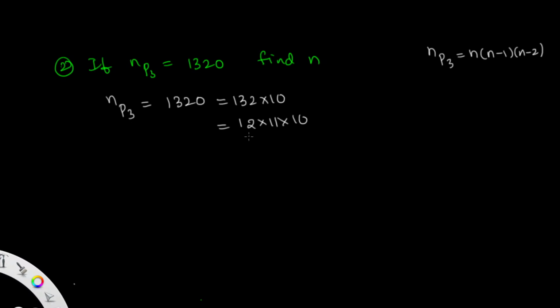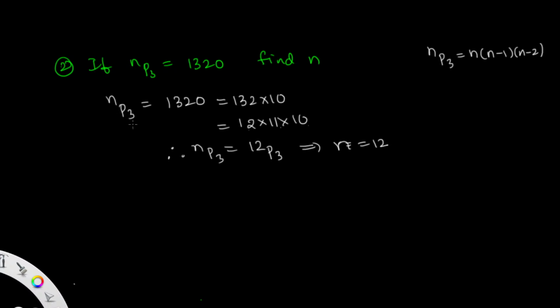So 12 into 11 into 10 is nothing but 12P3, whereas nP3 is given in the question. Therefore nP3 equals 12P3, that means n equals 12. Comparing both sides, you get n equal to 12. So write n equals 12. That is what you write in the question.